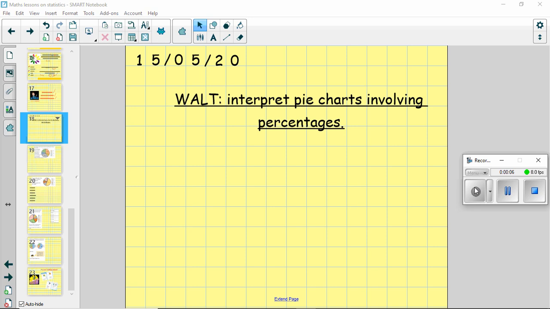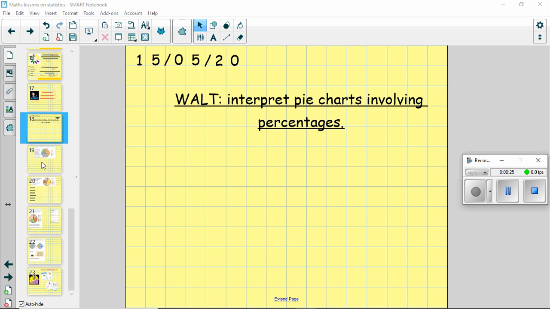So today we're going to be looking at pie charts again, but we are going to be taking our learning a little bit further and to the next step. So our WALT for today is to interpret pie charts involving percentages. So we're going to be using some of the work we did the other week on percentages as well today.